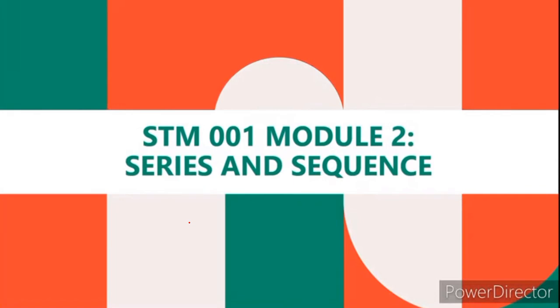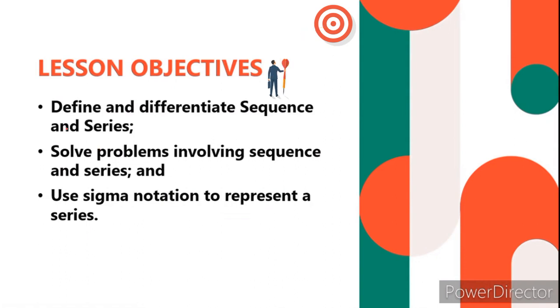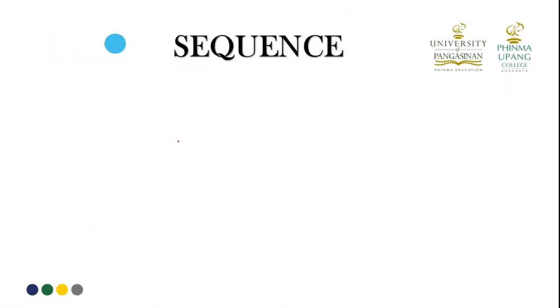Okay, so let's move on to the main topic. Series and a sequence. And of course, we have 3 objectives for today. Define and differentiate a sequence and series. We're going to solve problems involving sequence and series. And we're going to use sigma notation to represent a series. Sigma or the summation.